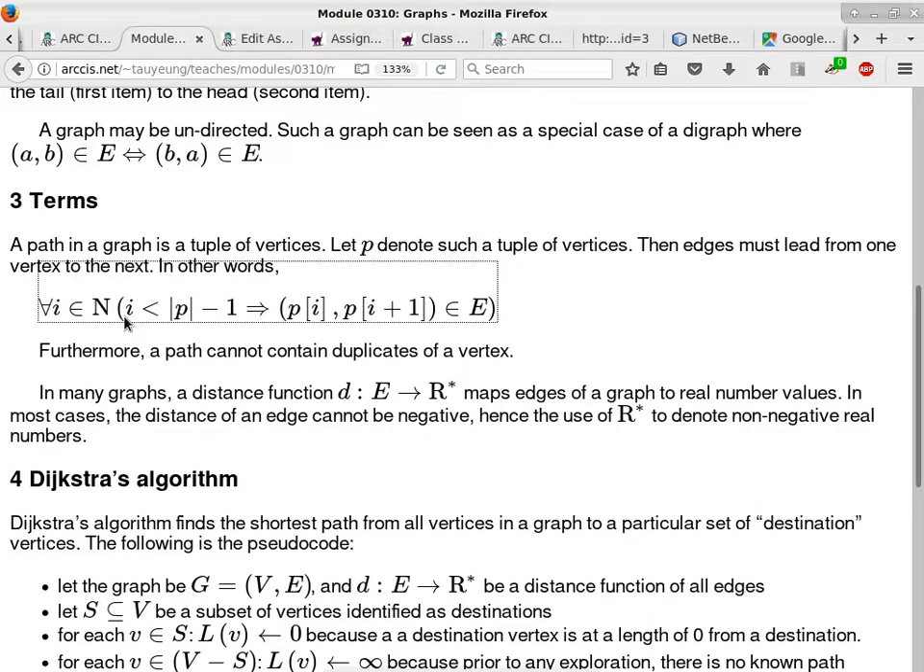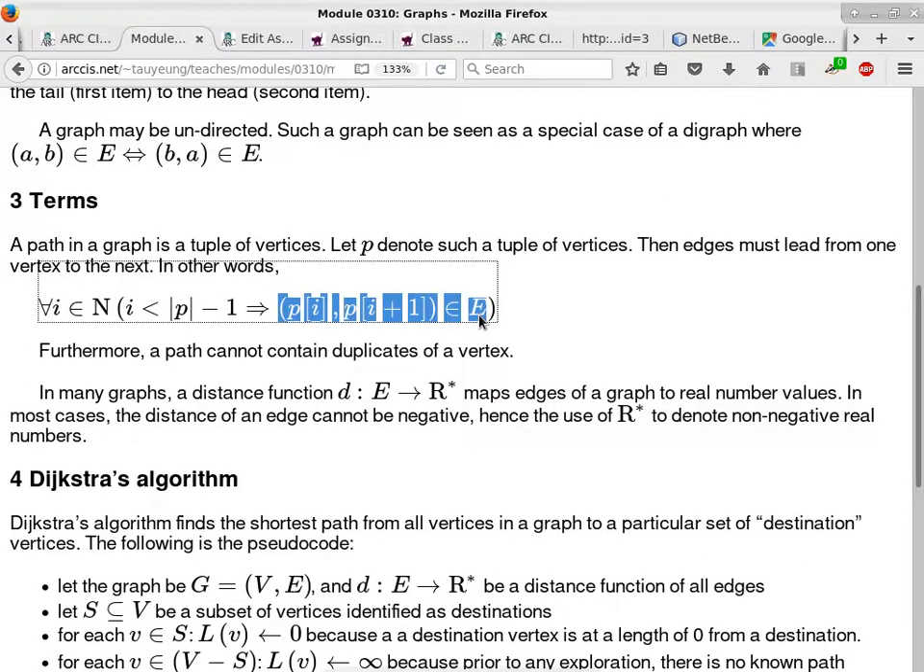What if i is not less than |p| minus 1? In other words, what if i is not a valid index? Then I don't care. It's an implication, right? For any implication, if the first part is not true, the whole thing is true. Which also means in this case, I only pay attention to the second part if i is a valid index. But i is not just a valid index. It can only go from 0 up to the second last item of the path.